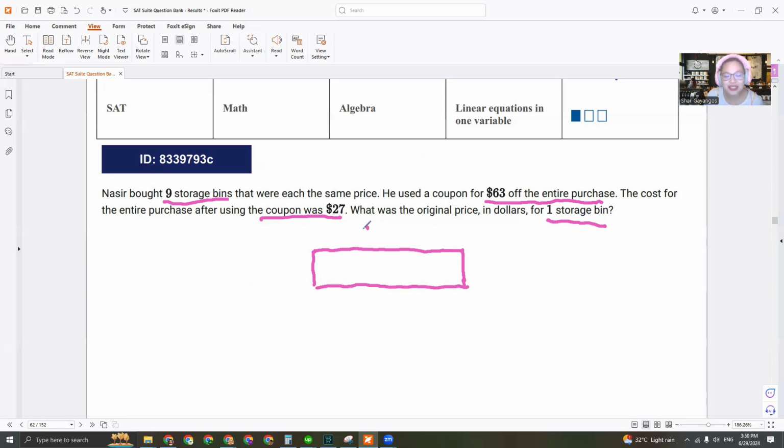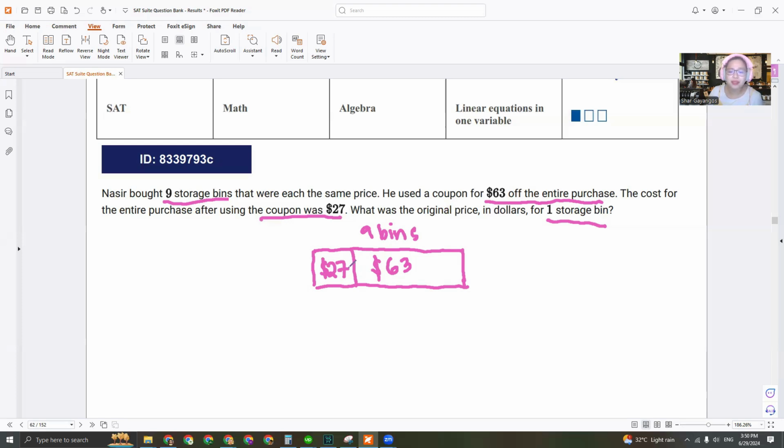All right, so this one, again, I love visual representations. I hope you have this problem solving style as well, because sometimes it helps us understand. So the total of 9 bins was $93. I mean, you use a coupon for $63 off, and the entire purchase was $27.